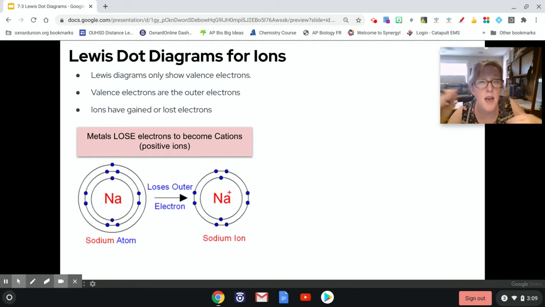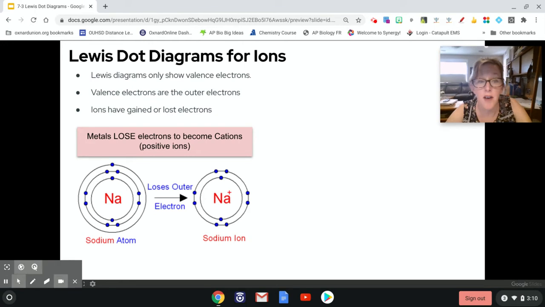It doesn't have as strong of a force of attraction between its nucleus and outer electrons. So it loses that one valence electron. And so instead of having 11 protons and 11 electrons, it now has 11 protons, but only 10 electrons.